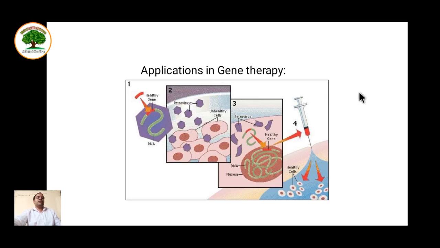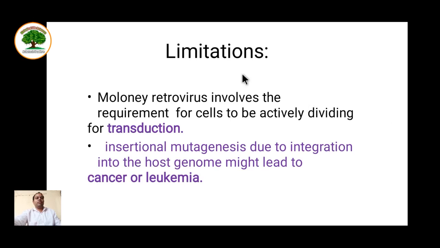So it has vital applications in gene therapy and animal tissue culture. So this is how the retroviruses are used. There are different limitations also. Moloney retrovirus requires the cell to be actively dividing for transduction. So the cell should be in an actively dividing state here. Insertional mutagenesis due to integration into the host genome might lead to cancer or leukemia.